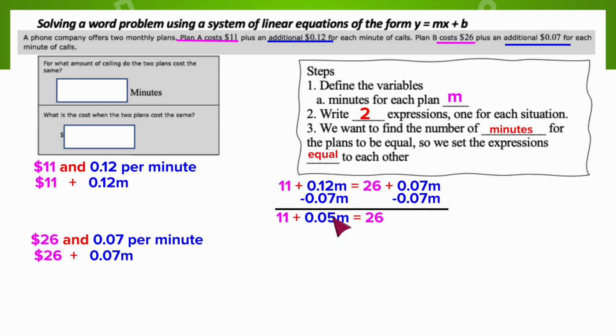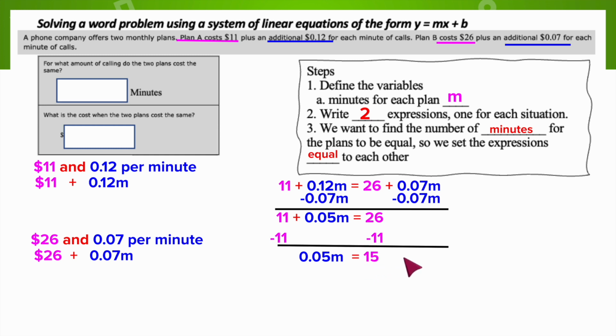12 minus 7 is 5. And then the 26 is going to drop down. The 7 cents per minute minus 7 cents per minute cancel out because anything minus itself is 0. So now I want to get m by itself. That's my goal at this point. So I'm going to subtract 11 from both sides. 11 minus 11 is 0. The 5 cents per minute drops down. Now I have equals 15.